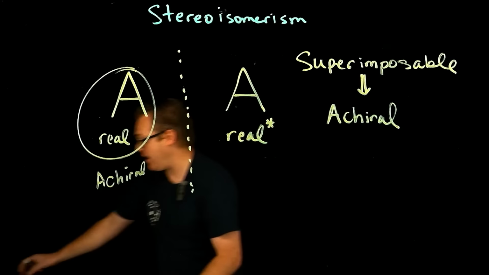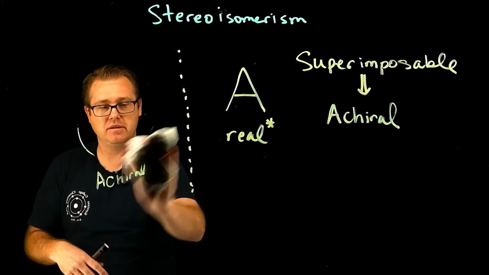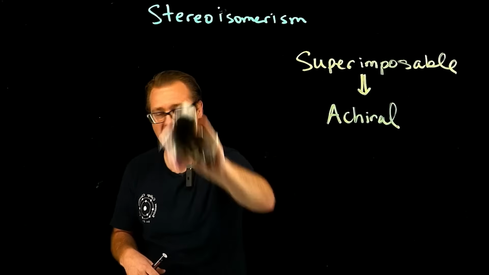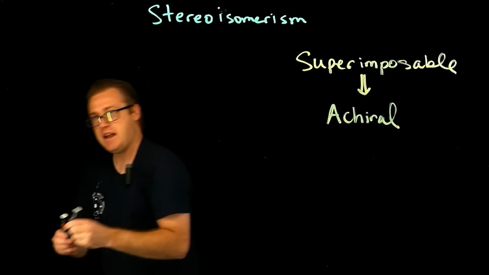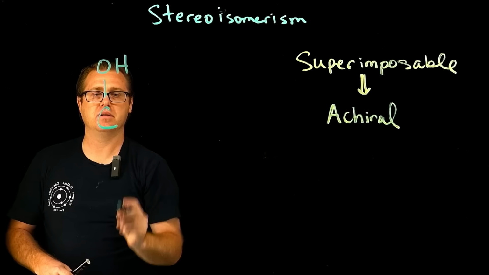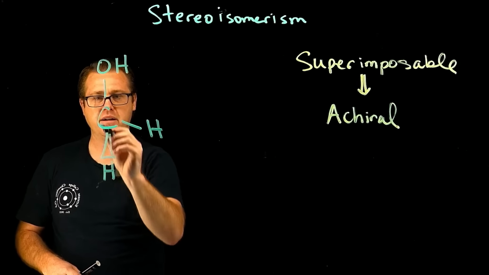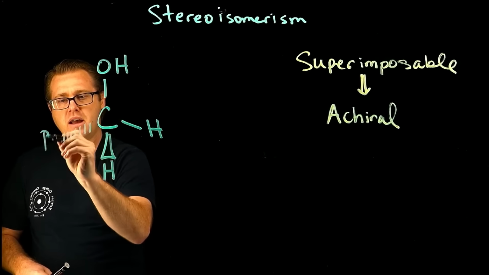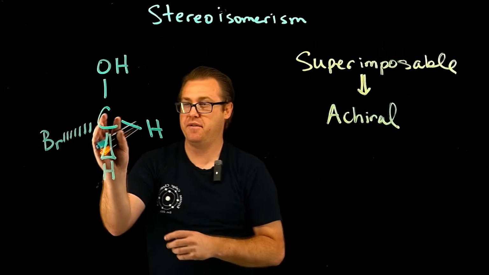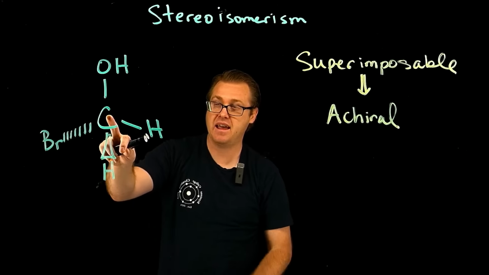So if I do that same analysis with an actual molecule, we're going to do that same thing. So what if I take a molecule like this, right there, draw a hydrogen there, draw another hydrogen, and then do a Br right there. I want to know if I can classify this molecule as achiral.